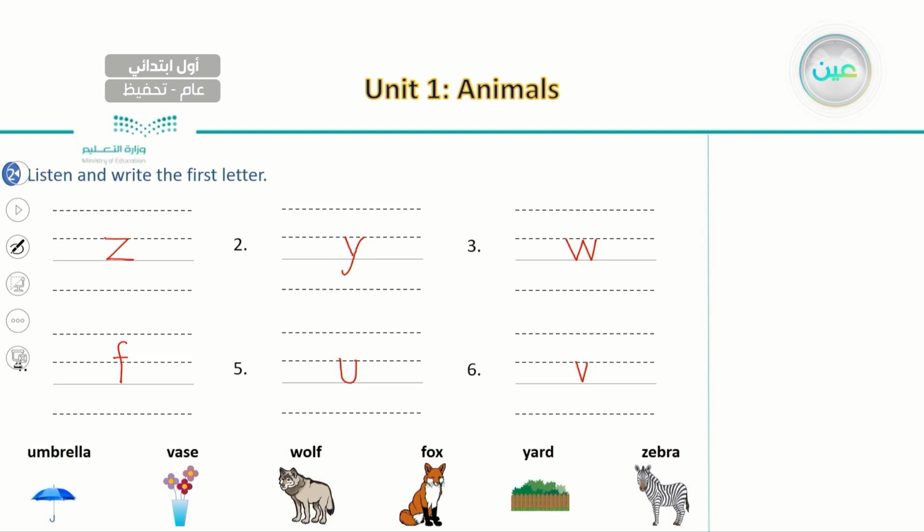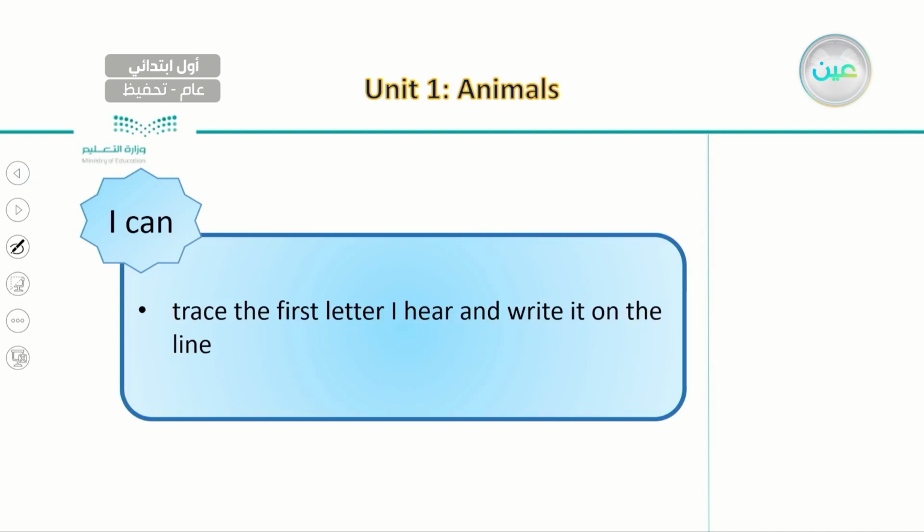We listen to the words, and also it is important that we trace or write down the first letter we hear. So now, at the end, it is important that we are able to trace the first letter we hear and also to write it on the line, as this will help me to practice my English properly.